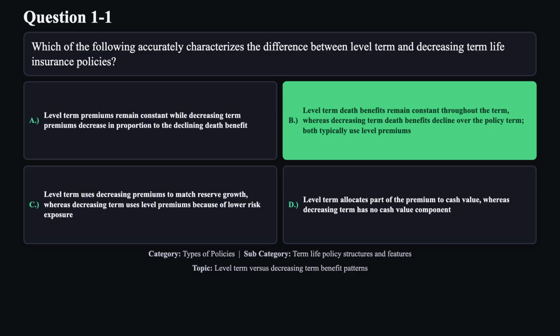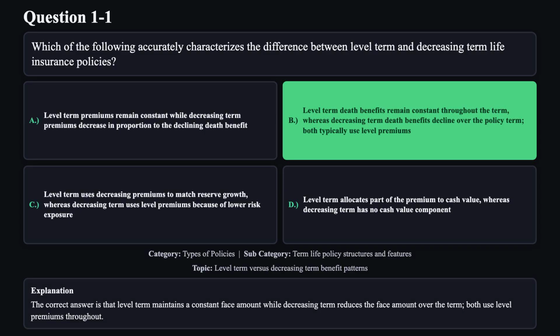The correct answer is B. The correct answer is that level term maintains a constant face amount, while decreasing term reduces the face amount over the term. Both use level premiums throughout.